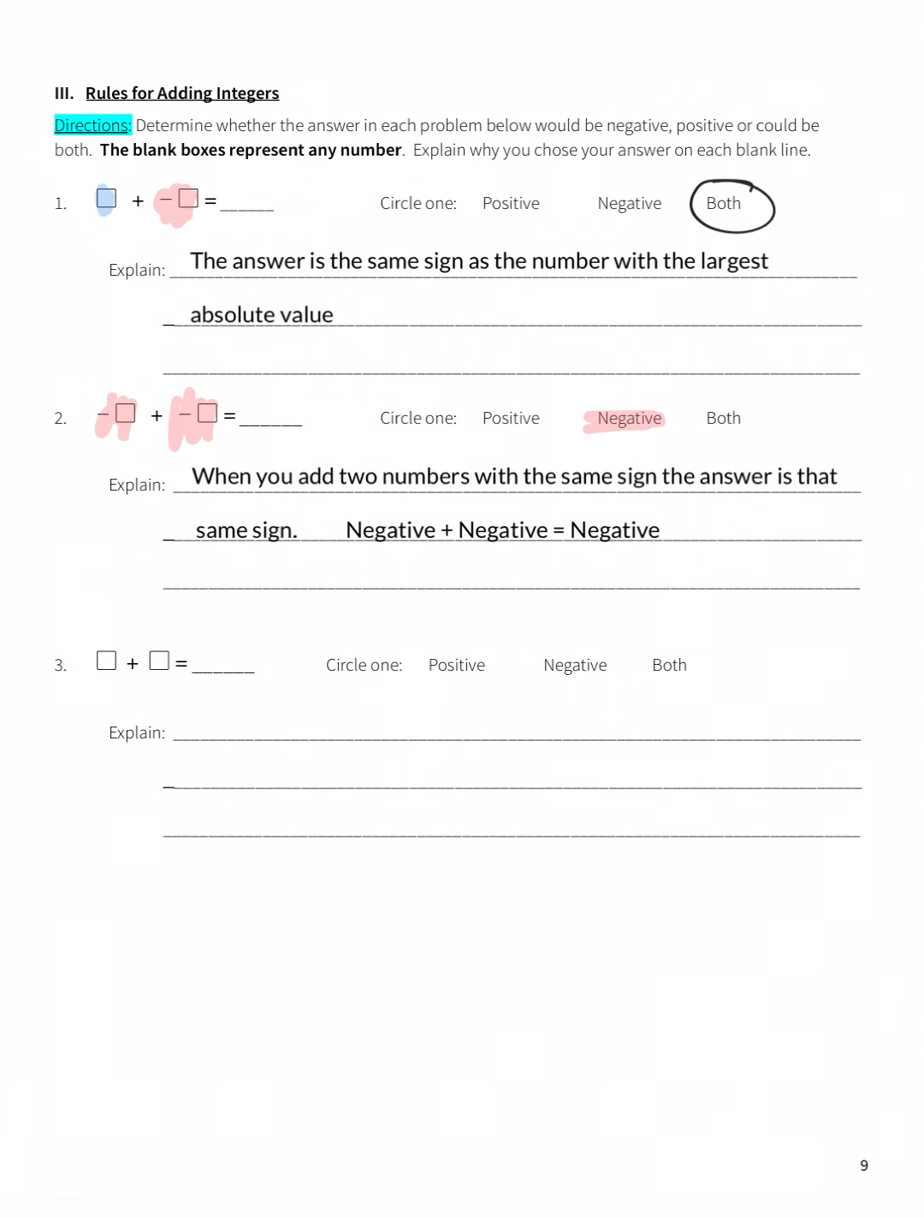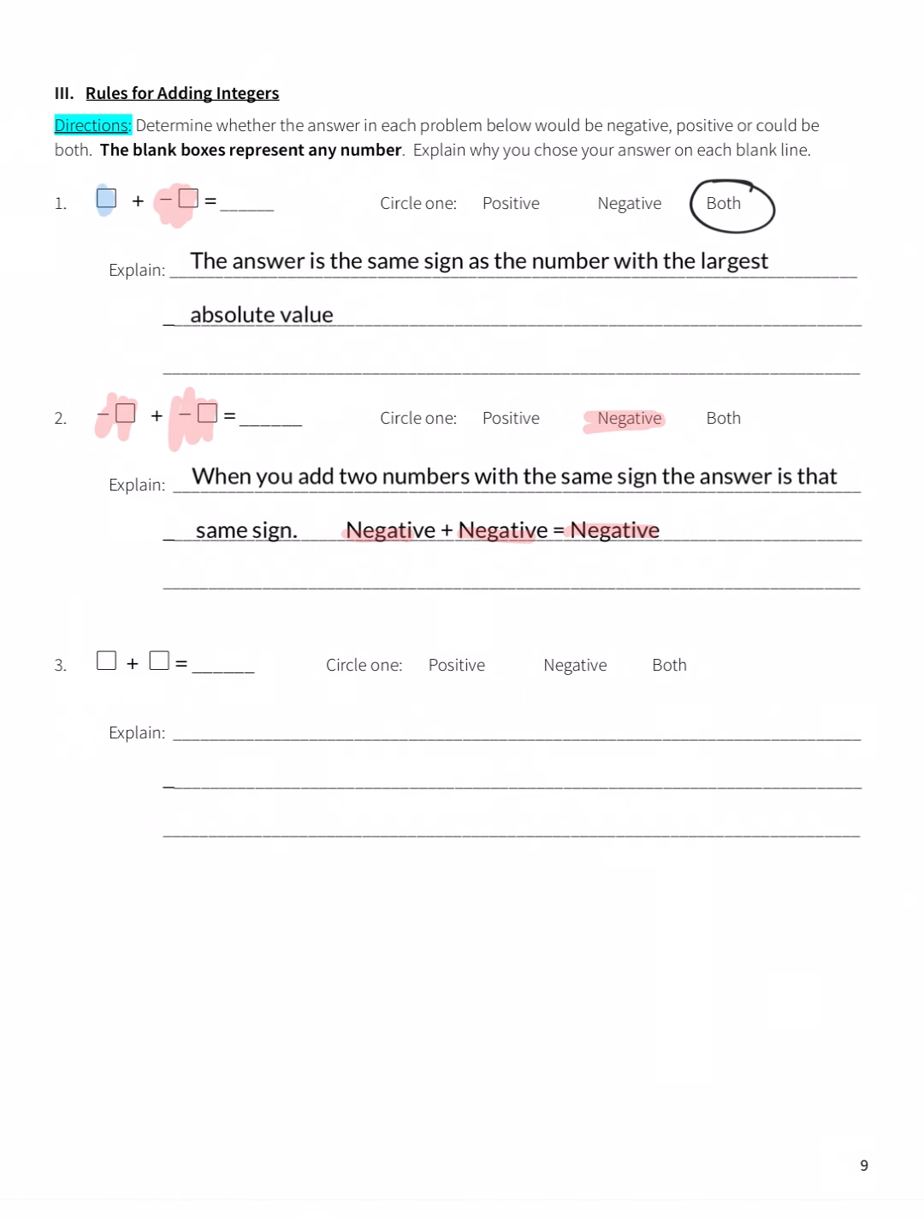Okay, so this is what you should make sure that you record in your notes. When you add two numbers with the same sign, the answer is that same sign. Okay, so it stays the same. A negative plus a negative is equal to a negative. When you add two numbers with the same sign, the answer is that same sign.